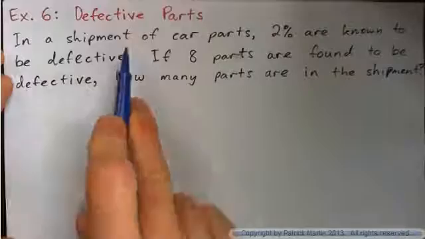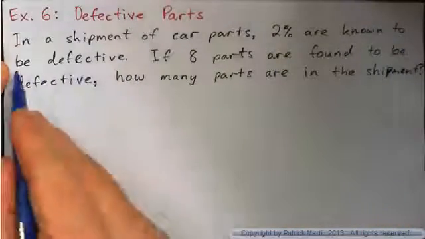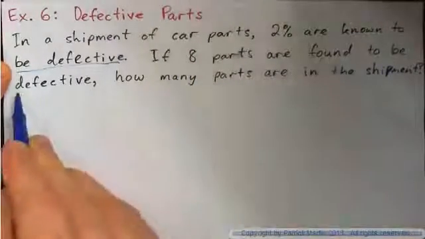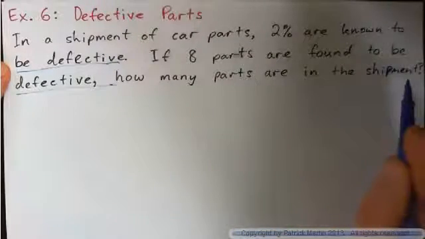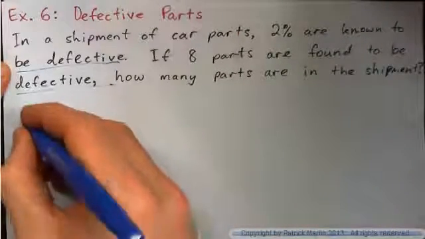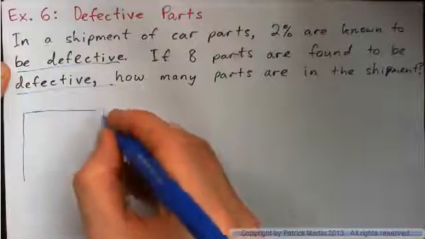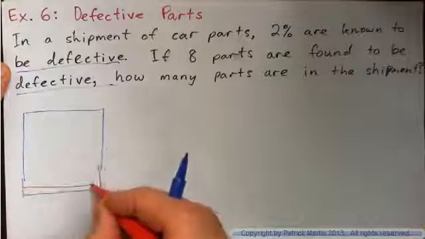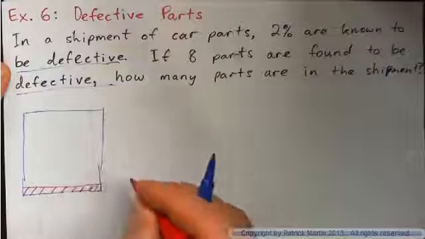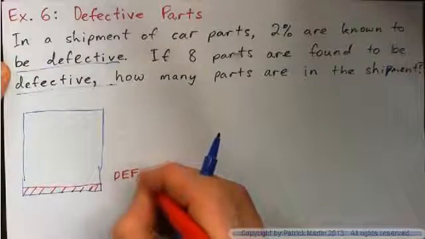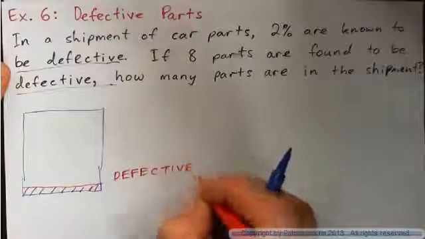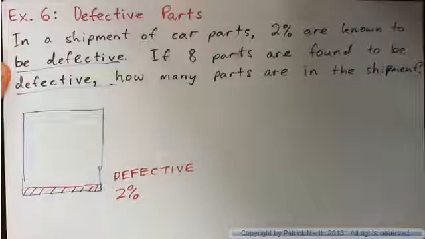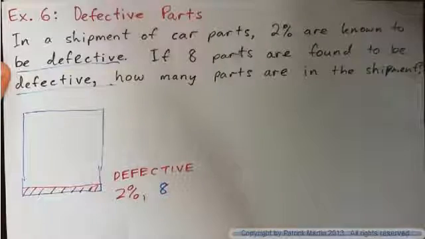Okay, so a shipment of car parts, 2% are known to be defective. And look at this sentence. If 8 parts are found to be defective, how many parts are in the shipment? Isn't that weird? What we have is a box of parts. Some of these parts are defective, not all of them. Most of them are not, of course. Defective parts represent 2% of the total amount, which is not very many. Or 8 parts, the number 8.